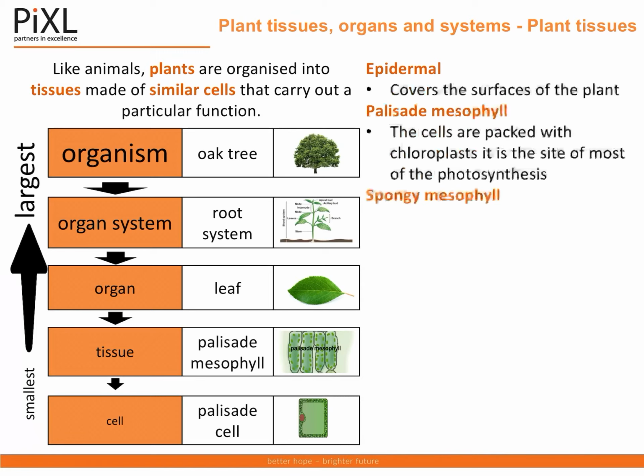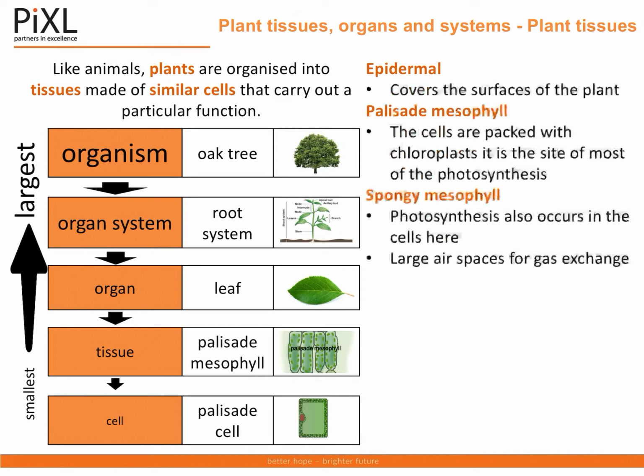We also have the spongy mesophyll. Photosynthesis can occur in the cells in here, and they've got large air spaces to allow gas exchange. Obviously they want that carbon dioxide to use for photosynthesis. Their waste gas is oxygen, so we need to be able to exchange those two gases.